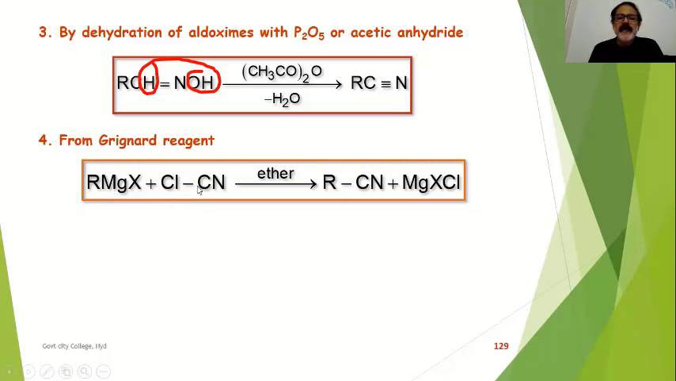How will you prepare cyanides using Grignard reagent? So simple: you take Grignard reagent and a halocyanide in presence of ether, the salt will be removed and you will get a cyanide compound. Try to remember the figure in this way.